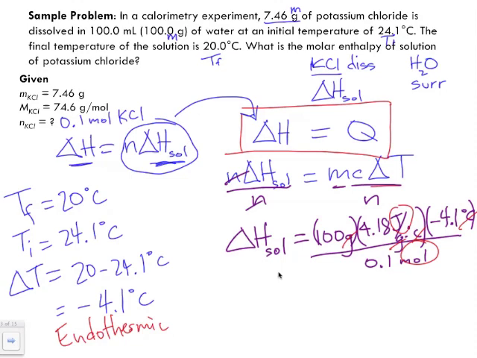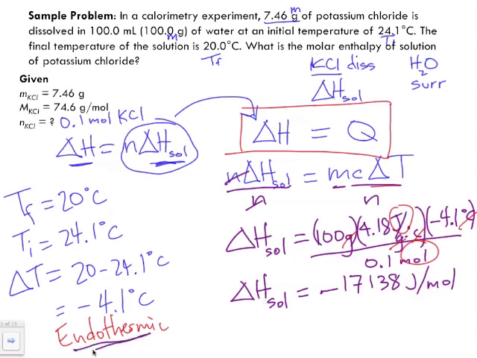So when we divide these two, we are going to get a delta H of solution, which is going to give us a Q value here that is negative. All right, so now be careful with this. We're going to get negative 17,138 joules per mole. However, this is the energy that is being released by the water. So when we're looking at our change in enthalpy, it will be the opposite. Because remember, we've already determined that it's endothermic.